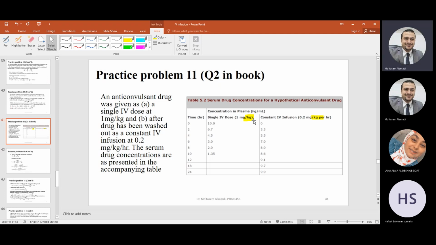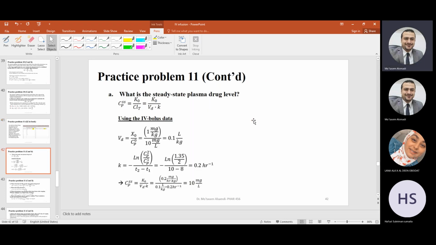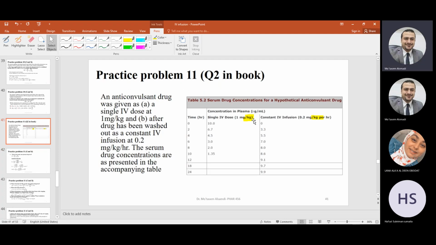And first you were asked to get the what? The steady state concentration. What's the steady state concentration of the IV infusion? We said that it is equal to K0 divided by VD multiplied with K, right? We know the K0. From where to get the VD and the K? We can get them from the IV bolus data, right? So we can use the IV bolus data here to get the K and the VD.